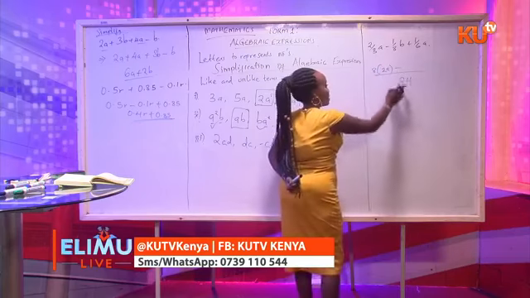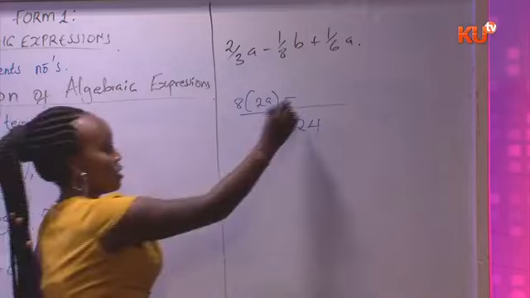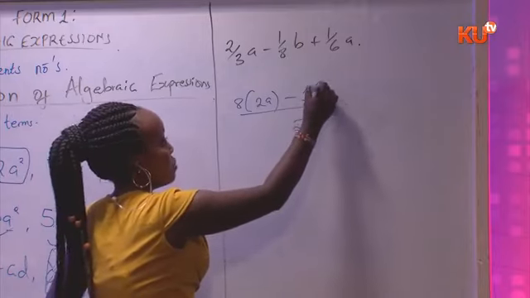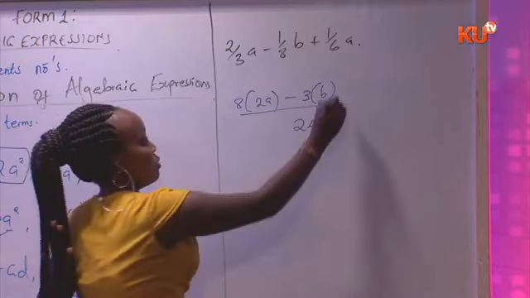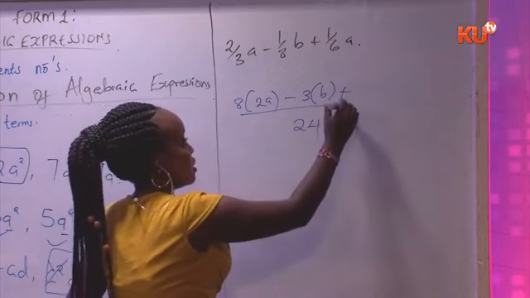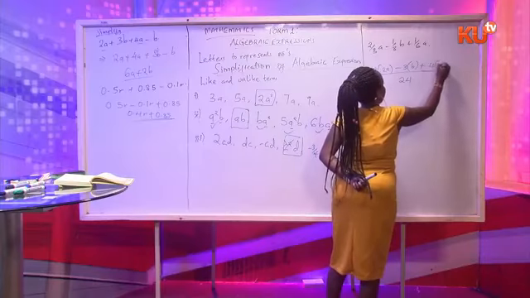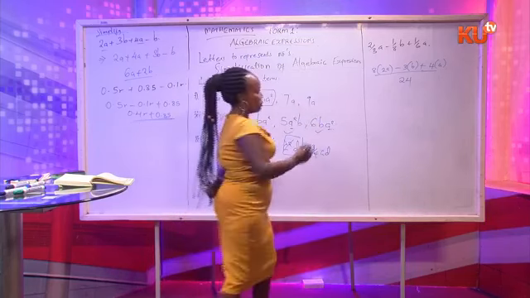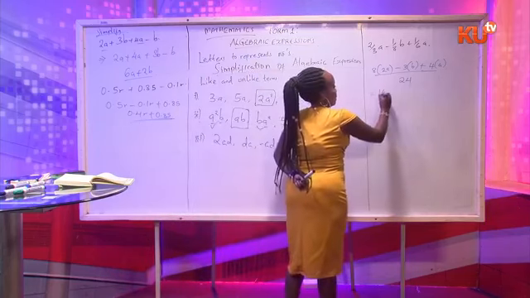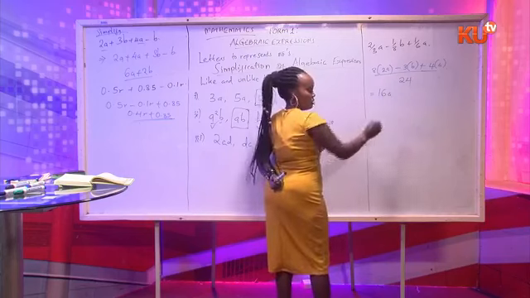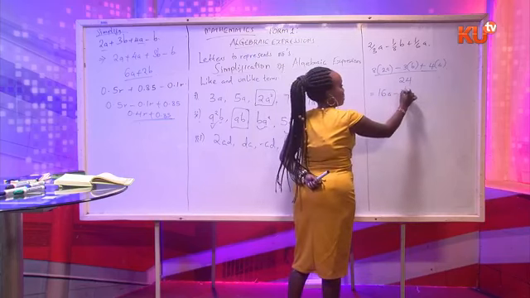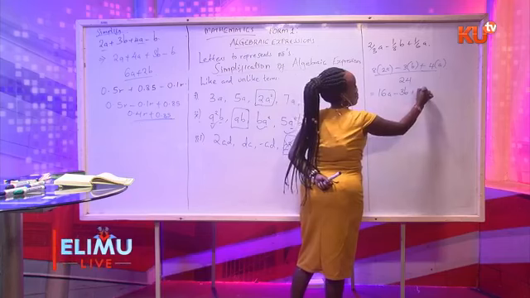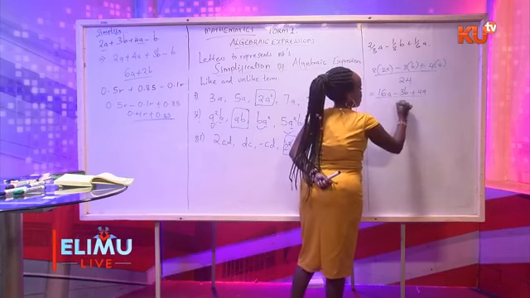Then minus 24 divided by 8, that is 3. 3 multiplied by 1b, which is the same as b. And then plus 24 divided by 6, that is 4. 4 multiplied by 1a, which is the same as a. So we open the brackets there, whereby we are going to get 16a minus 3b plus 4a all over 24.